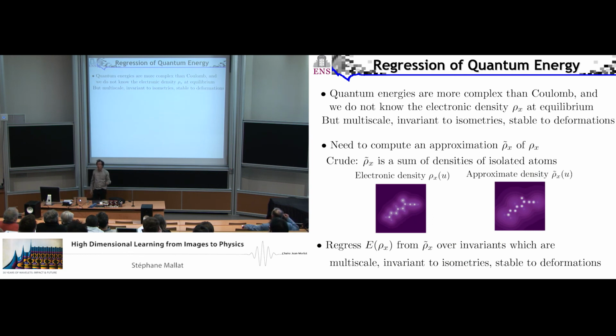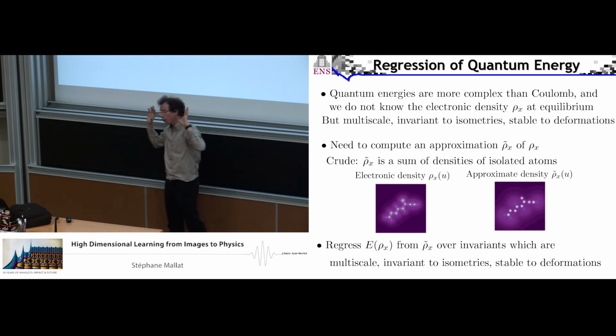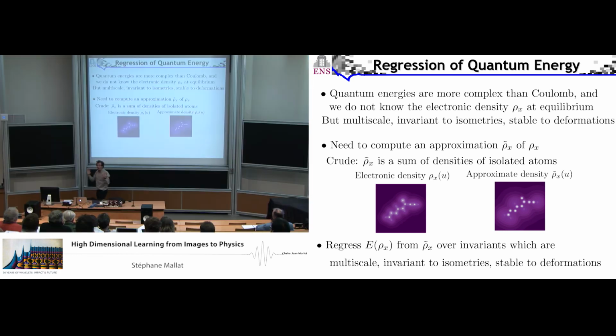Okay, but quantum is much more difficult. You don't have any analytical expression for your energy, and you don't know the density at equilibrium. So how are we going to do? The first thing we're going to do is to make a very crude approximation of the true density by considering that the atoms don't interact. So you have the electronic density of each atom, which you can pre-compute once and for all, and you suppose that they don't interact. So you get a very crude approximation of the true density. And we're going to try to compute the true energy from this very crude approximation.